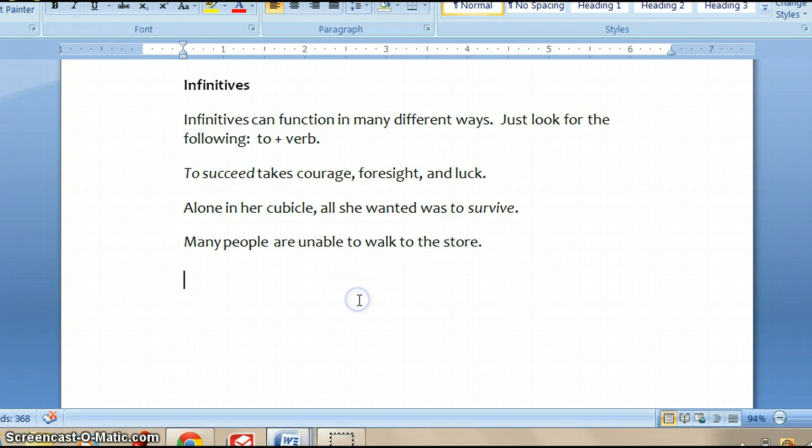Now, to wrap all of this up, be able to use the different types of phrases to add detail and description to your sentences. Also, it helps you to be more concise with what you're saying and allows you the ability to fold in that extra information.